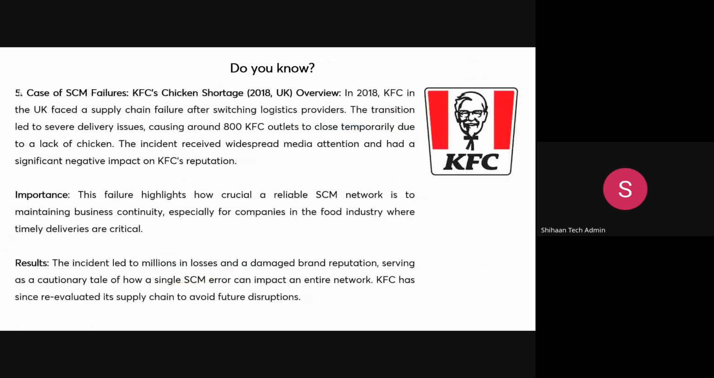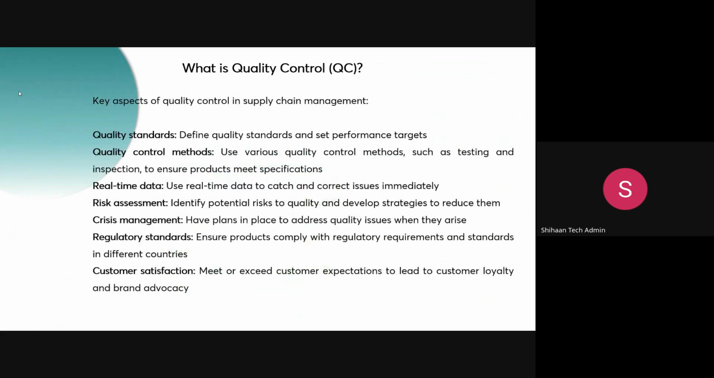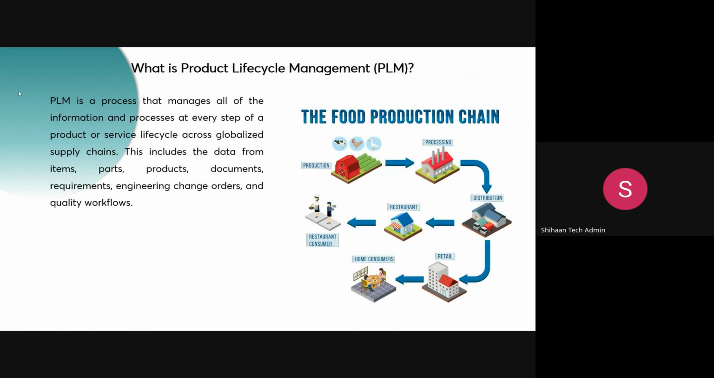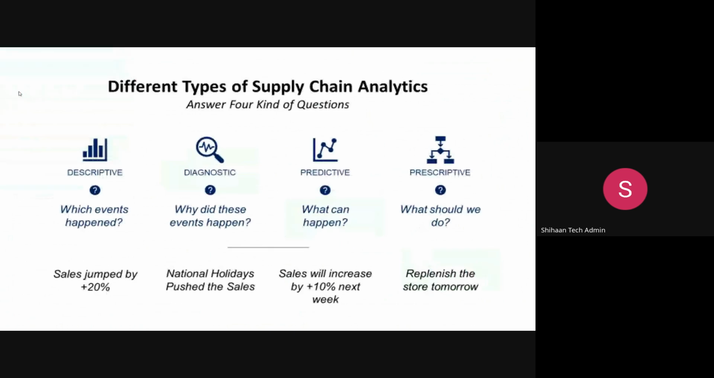Walmart, Amazon. We also saw some failures, where an improper or ineffective supply chain caused the business to fail. We saw what quality control is, the aspects of quality control, and product lifecycle management, how the product lifecycle can be traced from production to the consumers. We also saw the different enablers of supply chain, three enablers: product, information and money.